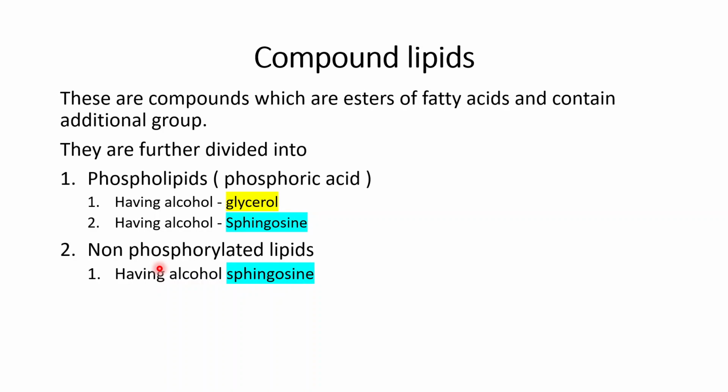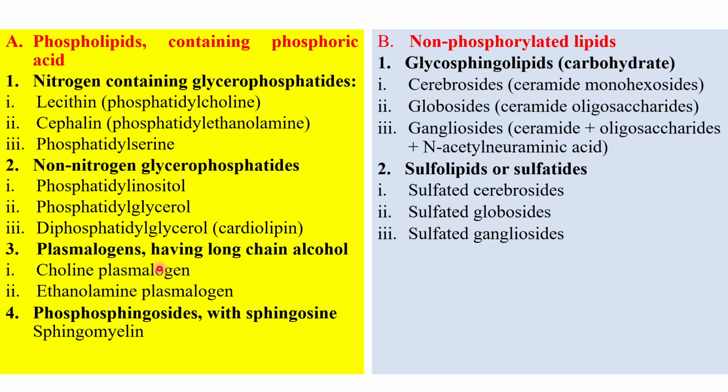What are these? That we will see. Compound lipids are divided into two types, one containing phosphoric acid, which is phospholipid, and the other not containing phosphoric acid, called non-phosphorylated lipids. Now phospholipids again have the alcohol glycerol, and a long chain amino alcohol, another type of alcohol which is sphingosine. So if phosphoric acid has glycerol, it is called glycerophosphatides. If it has sphingosine, it is called phosphosphingosides.